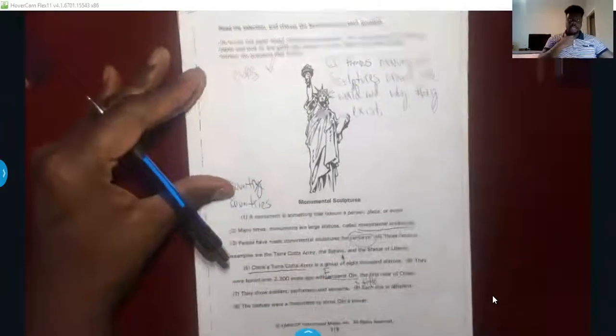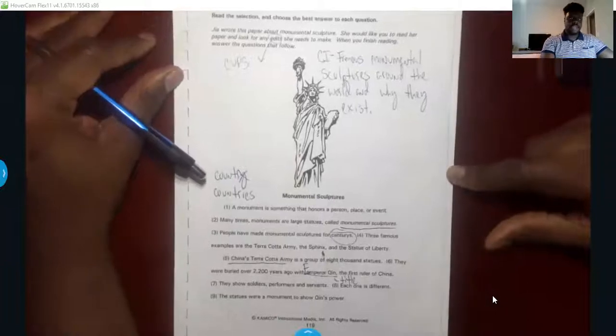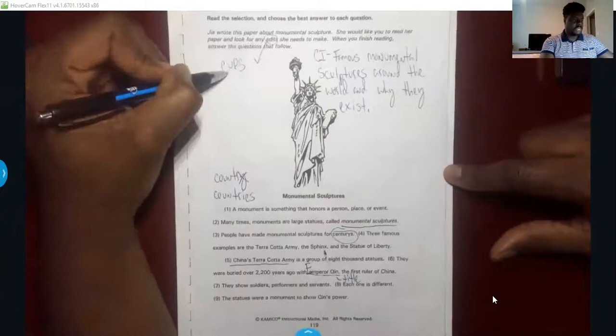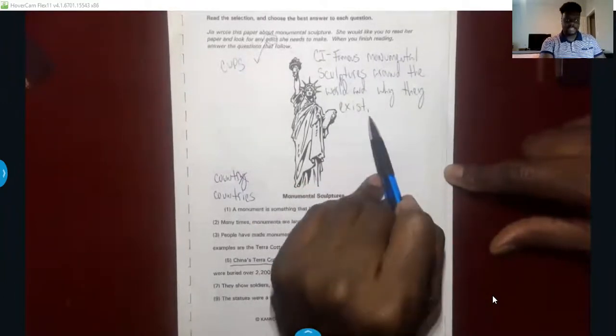Let me get my screen together. On Monday we started this passage, called Monumental Sculptures. We see right here that it is an editing passage because it says CUPS. We have our central idea: famous monumental sculptures around the world and why they exist.